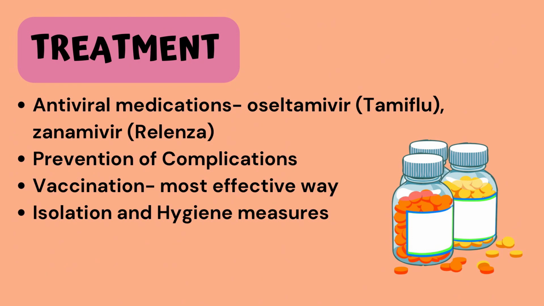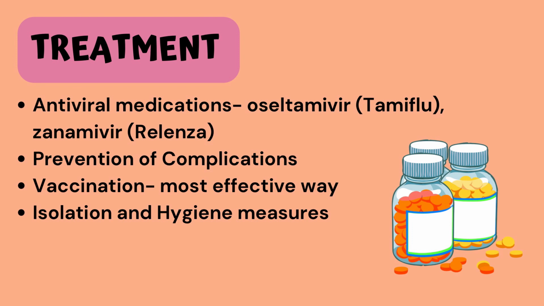Treatment. Antiviral medications such as oseltamivir (Tamiflu) and zanamivir (Relenza) are available to treat influenza. These medications work by inhibiting the neuraminidase enzyme, thereby reducing viral replication and spread. Prevention of complications. Early treatment with antiviral medications can reduce the risk of complications in high-risk individuals such as elderly, pregnant women, young children, and individuals with chronic medical conditions. Vaccination against influenza is the most effective way.